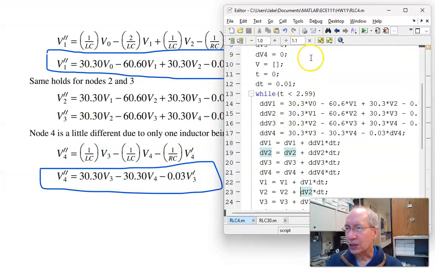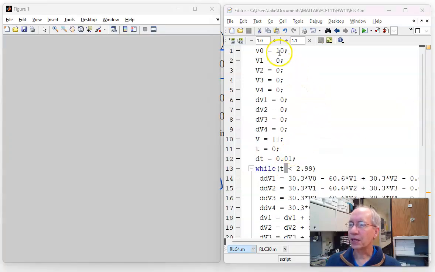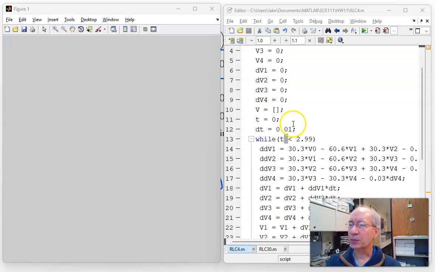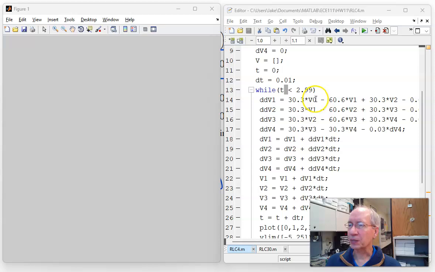So let's do that. I'll say my voltage on the left is 10. My initial voltage is 0. The initial derivative is 0. Here's my integration step size, 0.01. I'm going to run for 3 seconds. So at any time point, I know the second derivative. I know the voltages. Calculate the second derivative. Now integrate once. This is Euler integration.